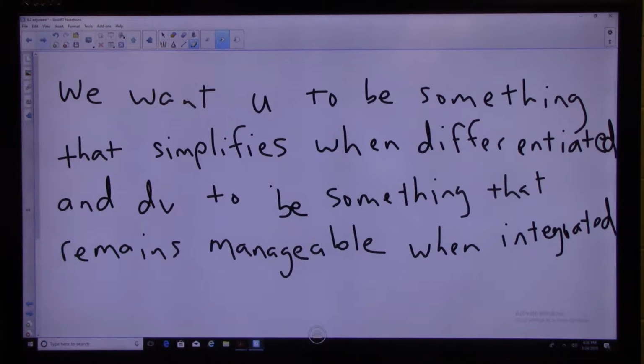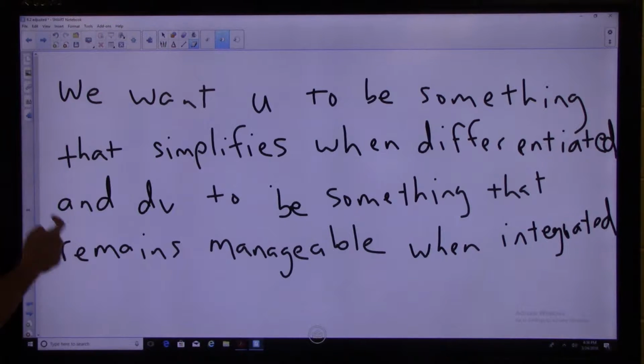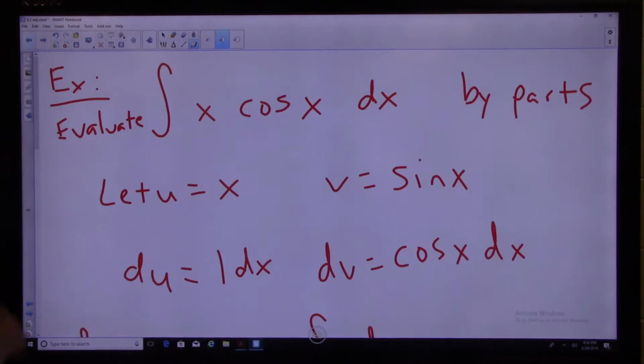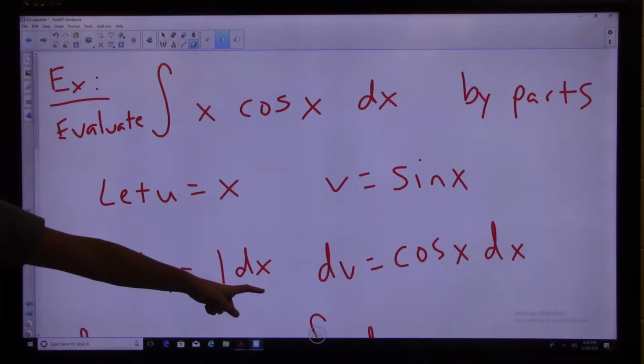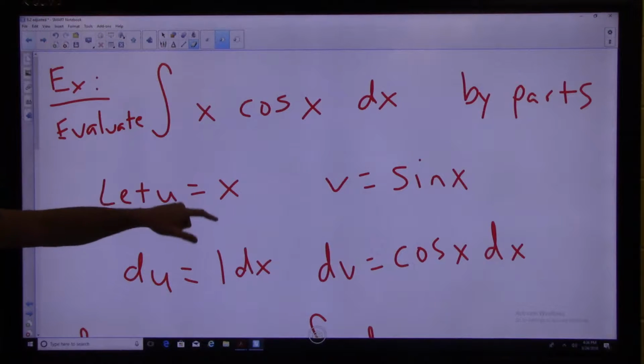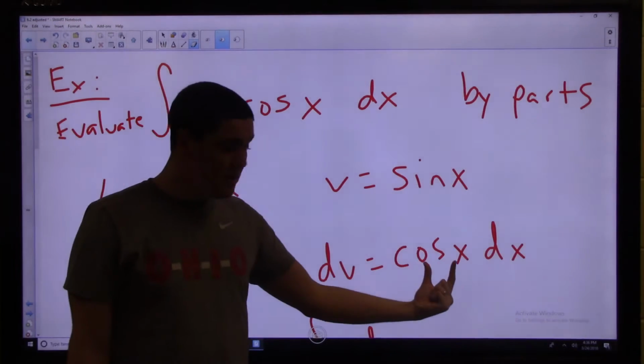Let me go back to that LIPET and explain the previous example and why we did this. Pause this if you need to write this down. When we take the derivative of x, that becomes a lot simpler. It's just 1 dx. Not that x is too complicated, but it's simpler, 1 dx. Now, think about cosine x dx.